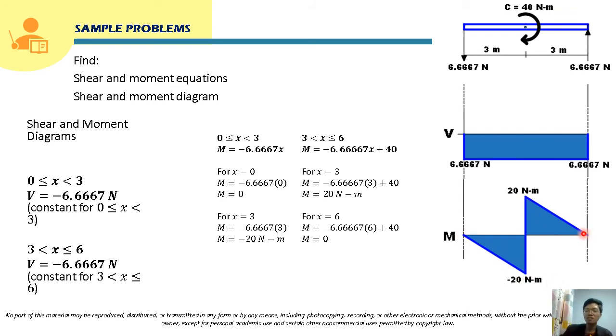Now, to connect these points, class, we are going to use our rule. Again, if the shear is a rectangle, of course, the moment should be a triangle. So from this point up to this point, it will just be a straight line, to form a triangle. And from this point up to this point, this will also be just a straight line, since our shear is a rectangle. So therefore, our moment will just be triangles. So this will now be the shear and moment diagram, class, for this problem.